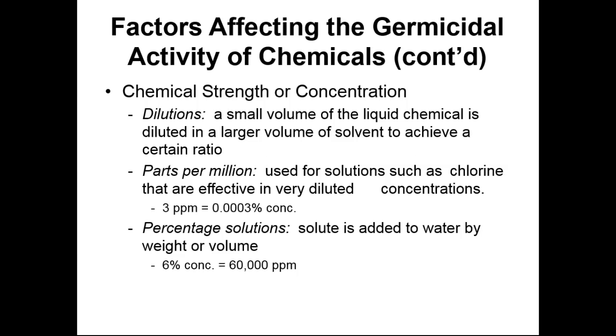When we are looking at strength and concentration, we are typically going to need to define some terms and have some standardized terms that we can use to measure the strength or concentrations. A dilution occurs whenever we take a small amount of a concentrated liquid chemical and mix it with a larger volume of solvent to achieve the ideal concentration or the specific ratio that we're looking for. Two common units of concentration that we use in healthcare and microbiology settings are parts per million and percent solutions.